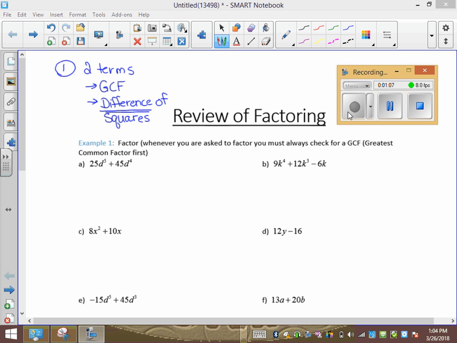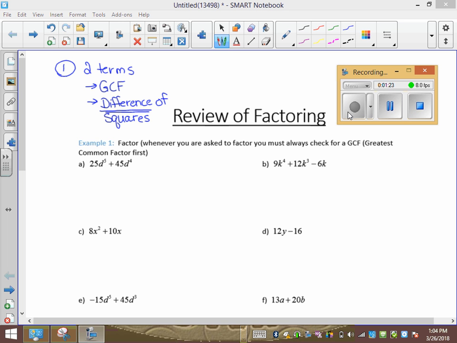Whoever made this word up, ingenious. Really, a difference of squares. It couldn't get any better. Sometimes I'm like, I don't know where they came up with this term, but that's genius. Okay, so difference of squares, GCF, difference of squares. Those are only 2 things.